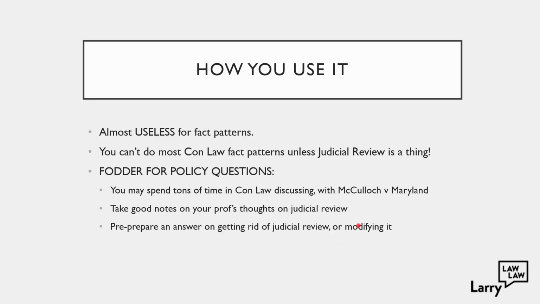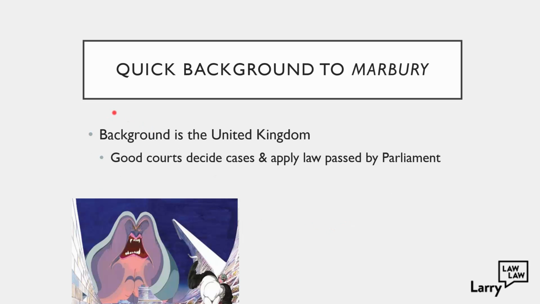Could it look different? One thing to understand is what preceded the idea of judicial review. So the background is the former mother country, the United Kingdom. This is different now, but what existed at the time was parliamentary supremacy. Under such a system, the role of the courts is basically to decide cases and apply the law as it was passed by Parliament and not to question it.